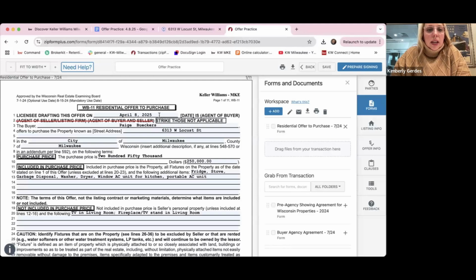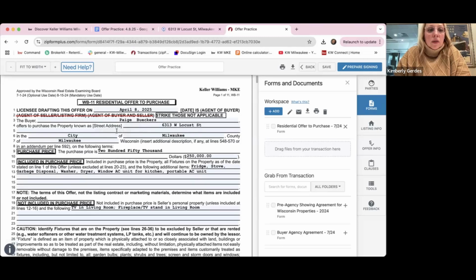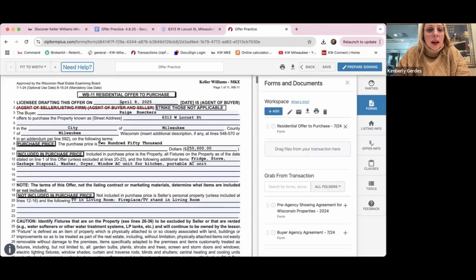Here's my offer. We are dating the offer as of today, April 8th. And the licensee drafting the offer is the agent of the buyer, which means we have a buyer agency agreement with our buyer. Therefore, I have crossed off the other options in line 2, being agent of seller/listing firm or agent of buyer and seller. A lot of people forget to do this right out of the gate.